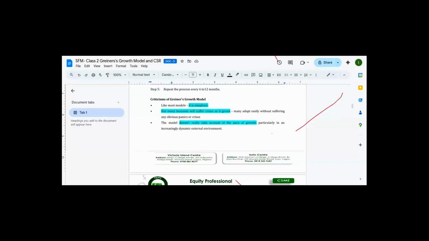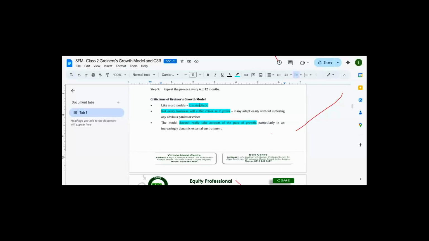So what are the shortcomings or the criticisms of the Greiner growth model? Because some scholars reviewed this model and they came out with some observations. Some of the observations are these. The first one is that the model is too simple.